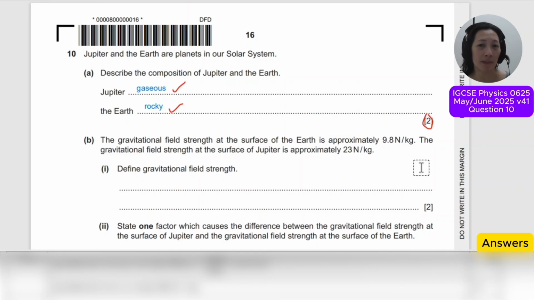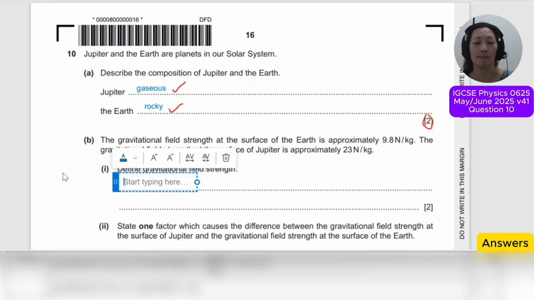A lot of the terms in physics can be defined using the equation, and you can see that the question gives us the values with units for gravitational field strength. So obviously, the unit for gravitational field strength is Newton per kilogram. That means in terms of equation, it's force over mass. And that's exactly what gravitational field strength is. Gravitational field strength is the value of the force per unit mass.